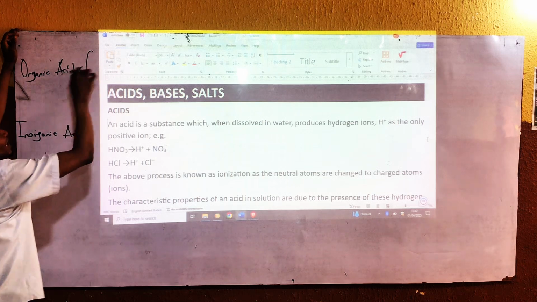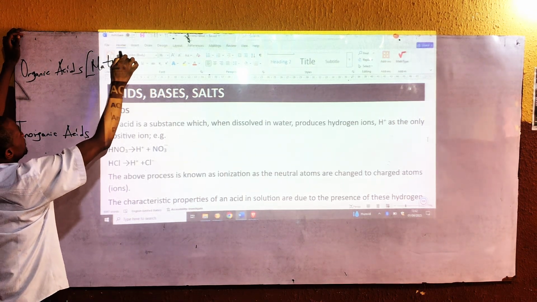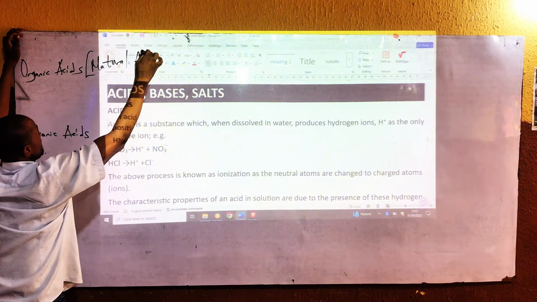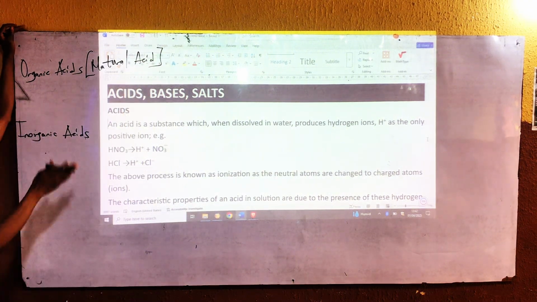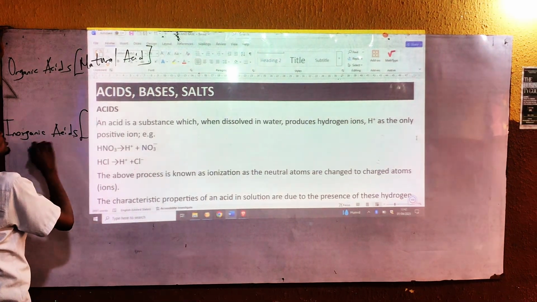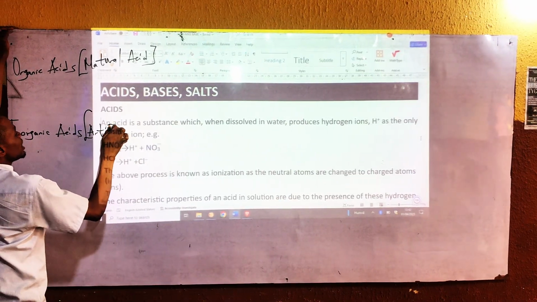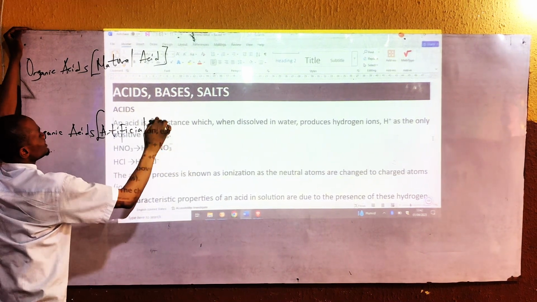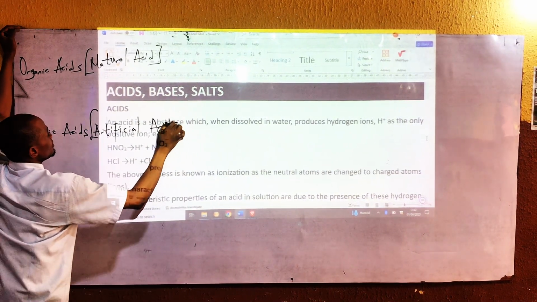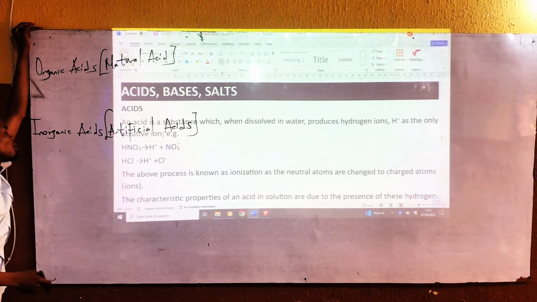I'll give the organic acid another name: natural acid, the acid which occurs naturally in nature. And inorganic acid, I'll give it a name too: artificial acid, man-made acids.